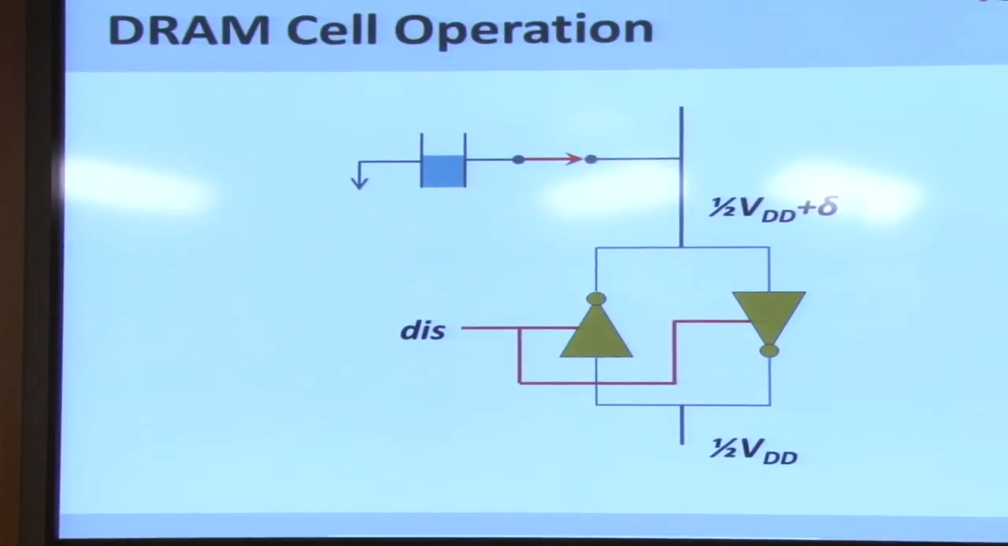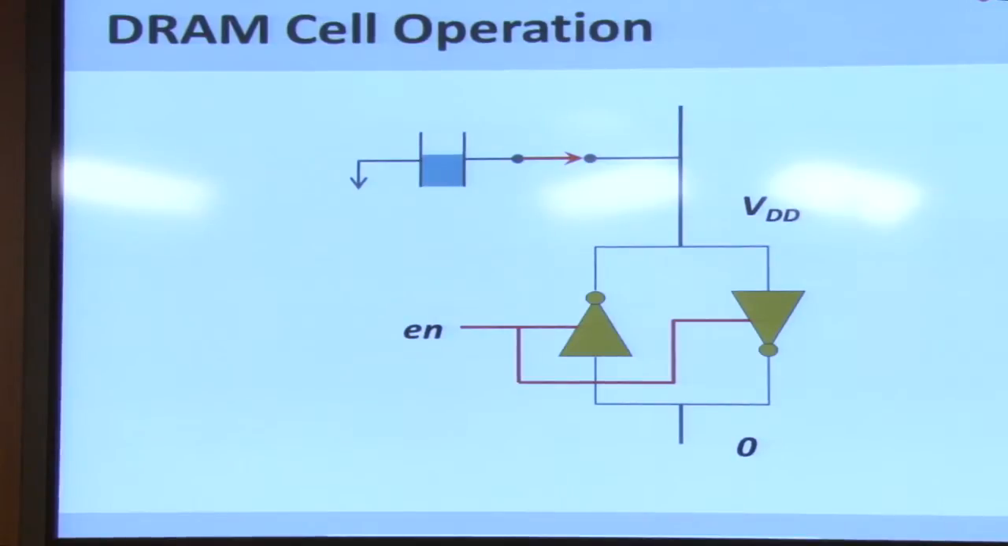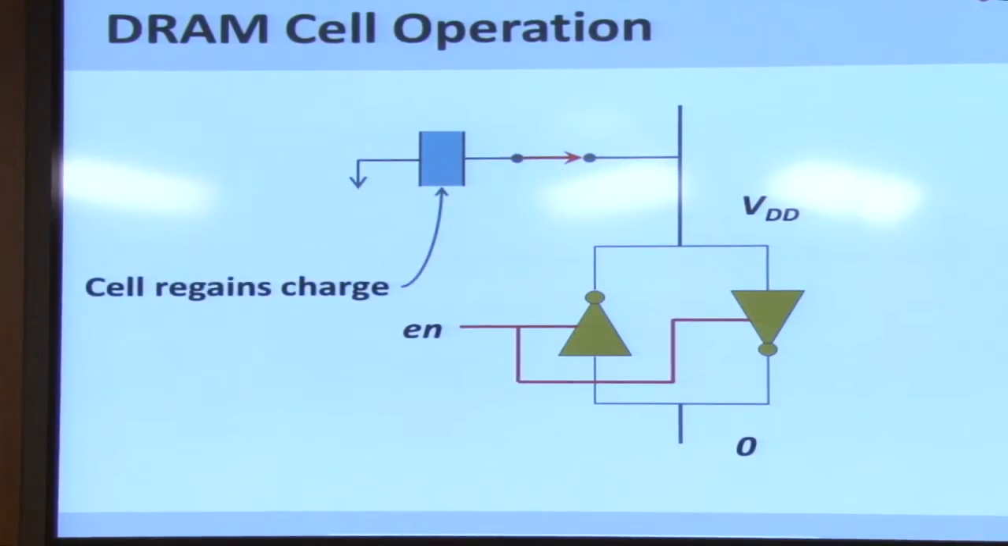And in this state, if we enable the sense amplifier, what's going to happen is, based on the operation that I described before, the sense amplifier is going to go to a stable state where the top terminal is at VDD and the bottom terminal is at 0. And since the capacitor is still connected to the sense amplifier, the capacitor is going to get fully charged.